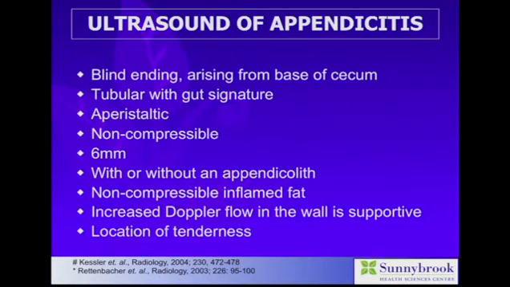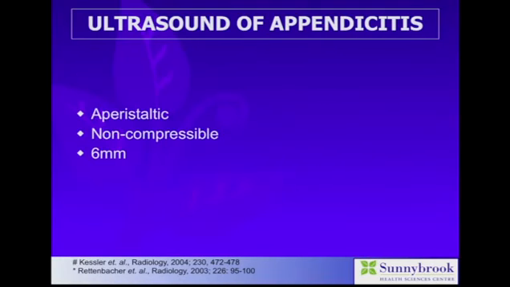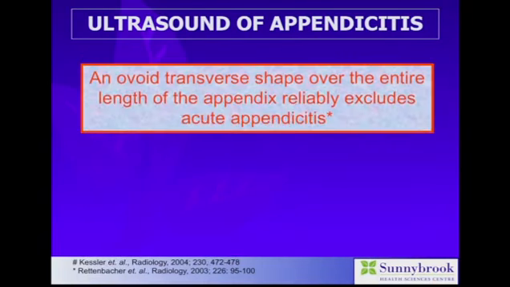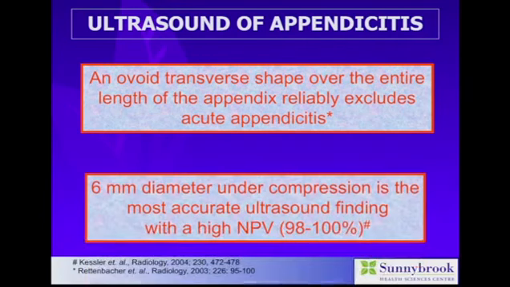So once we have identified the appendix, the next task is to decide if the appendix is normal or abnormal. In the abnormal situation, the appendix should be aperistaltic, non-compressible, and measure more than 6 millimeters. An ovoid transverse shape in the cross-section over the entire length of the appendix will reliably exclude acute appendicitis. In addition, if we can demonstrate that the appendix measures less than 6 millimeters under compression throughout its length, this is the most accurate finding with a very high negative predictive value.